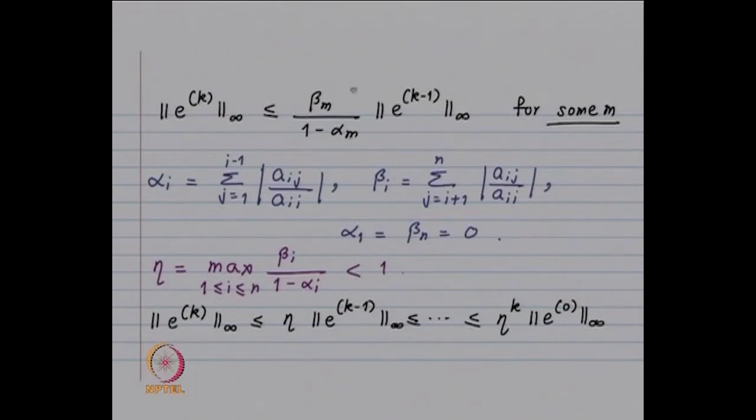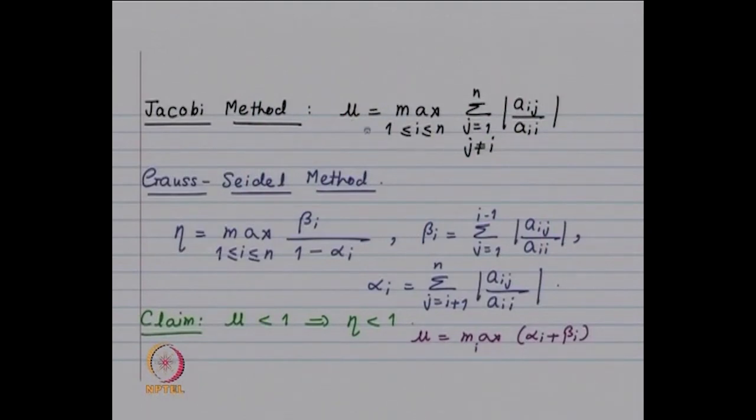I do not know what m is, but if I take eta to be the maximum of these quotients, then beta m upon 1 minus alpha m is going to be less than or equal to eta. So, we have norm E k infinity less than or equal to eta times norm of E k minus 1 infinity. That means norm E k minus 1 infinity will be less than or equal to eta times norm of E k minus 2 infinity. Continuing this argument, you get norm E k infinity less than or equal to eta raised to k times norm of E 0 infinity. So, if this eta is less than 1, then that will guarantee that norm E k infinity will tend to 0 as k tends to infinity.